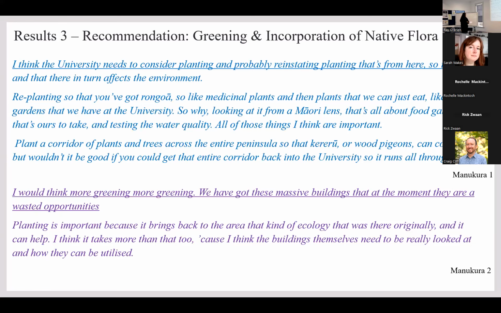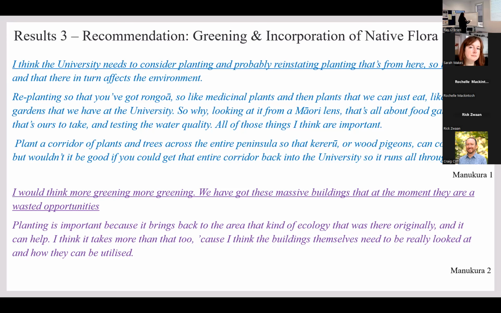So our next result and recommendation is to increase greening and the incorporation of native flora. Manukura 1 stated, I think the university needs to consider planting and properly reinstating planting that's from here, so it flourishes. Manukura 2 said, I think more greening. We've got these massive buildings that at the moment are wasted opportunities.